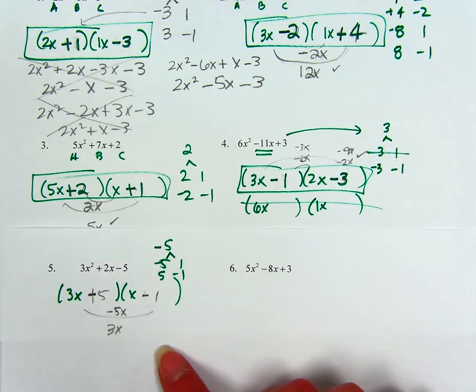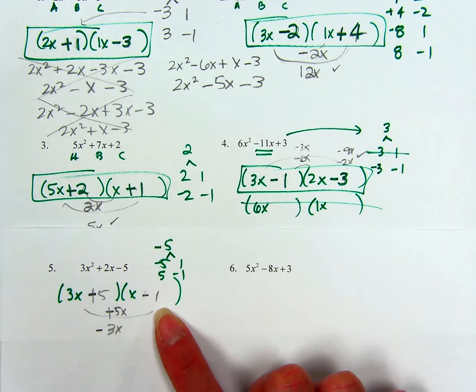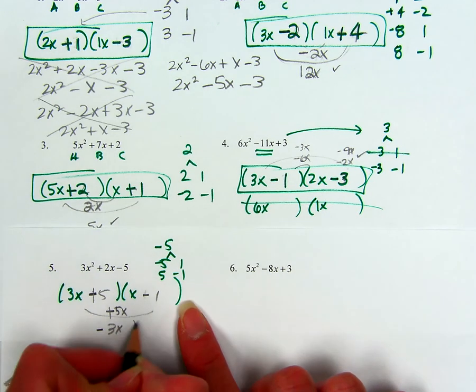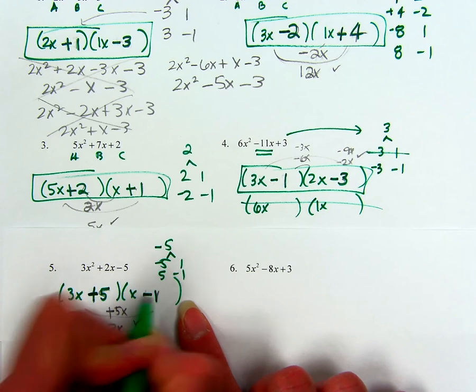All right, so let's double check now. This should give me negative 3x, and this should give me positive 5x. And when I add them, I get positive 2x. So I know it should be 3x plus 5 and x minus 1.